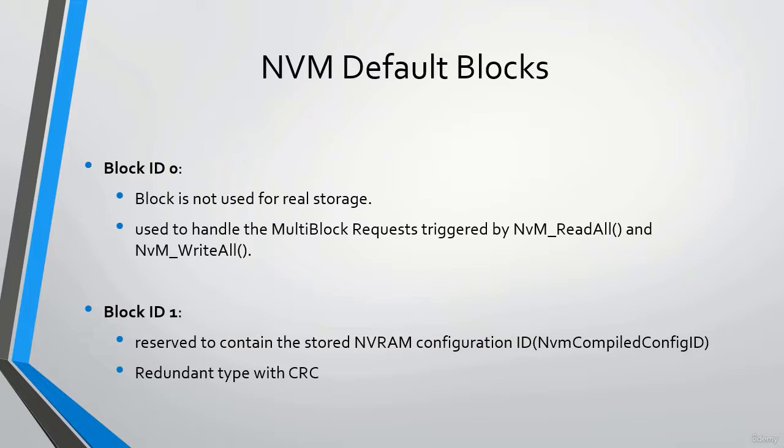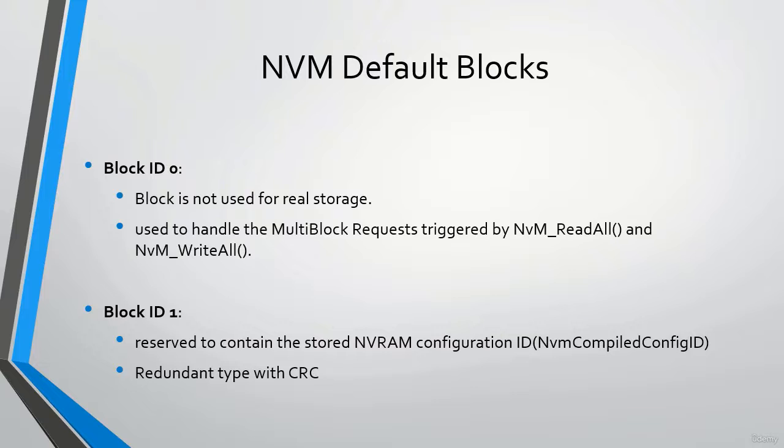Now let's discuss something called the NVM default blocks. In any NVM configuration that you see in any project, you will have some reserved blocks. These NVRAM blocks are already reserved, and they have block ID 0 and block ID 1. Let's try to understand what these are for. The block ID 0 is not really used for any actual storage. This is the first important concept.